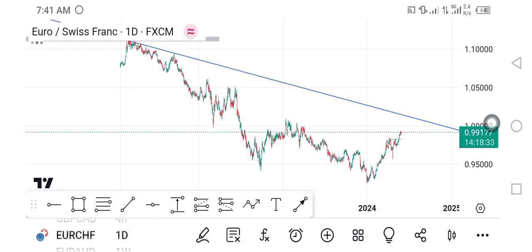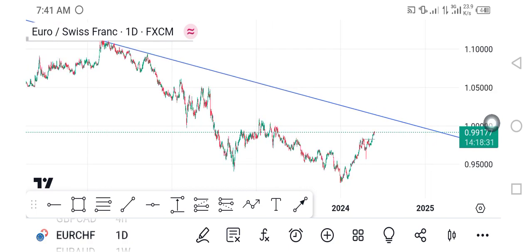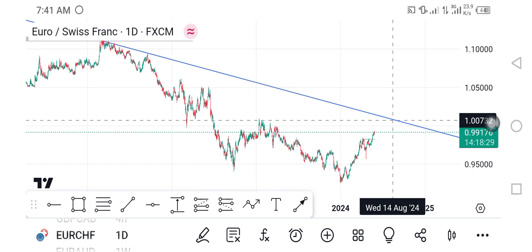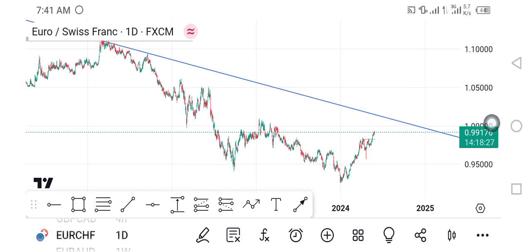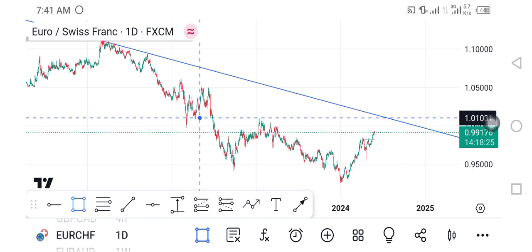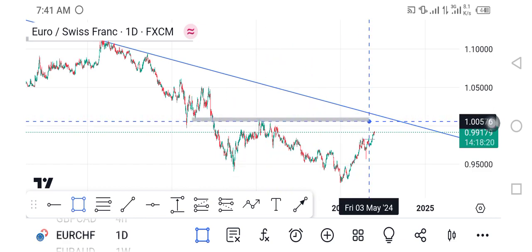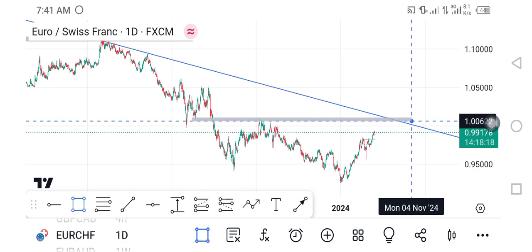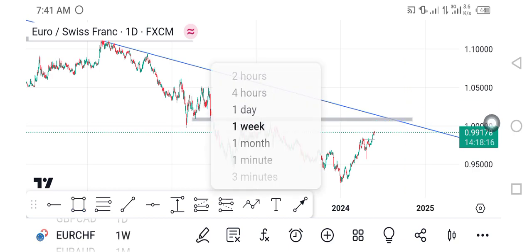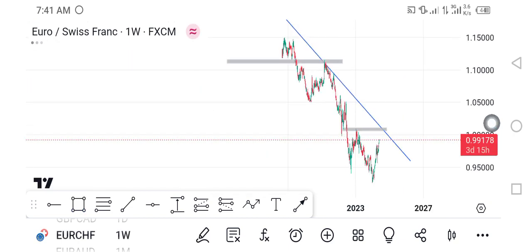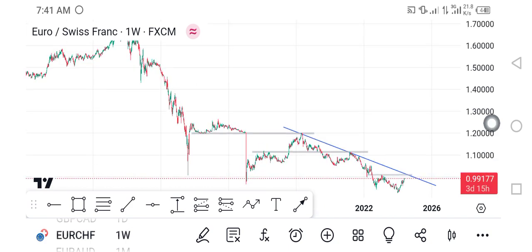All right, here in the daily time frame, we could clearly see that we have a nice key level at this point, a very nice key level here. Now let's move to the weekly time frame for some confirmations.